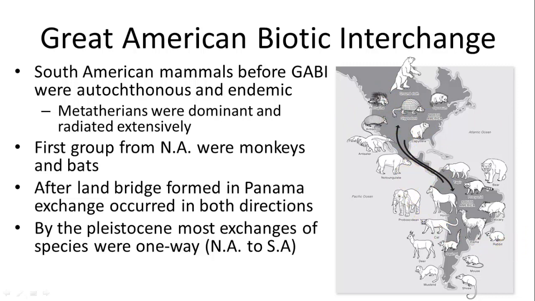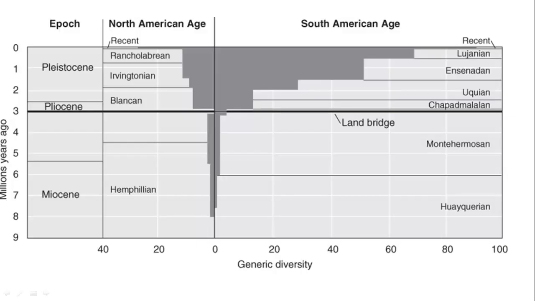But by the Pleistocene, most of the exchange was from North to South America, and you can see that in this graph. So there was some interchange before the land bridge formed, but once it formed, then it was kind of even for a while until eventually most of it came from North to South America. And even now it's greater than it's ever been, but still more is going from North to South America than from South to North America.